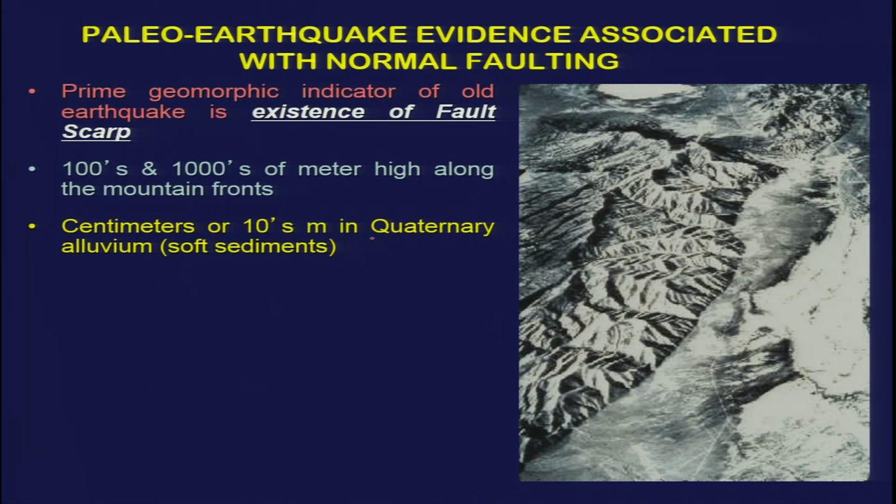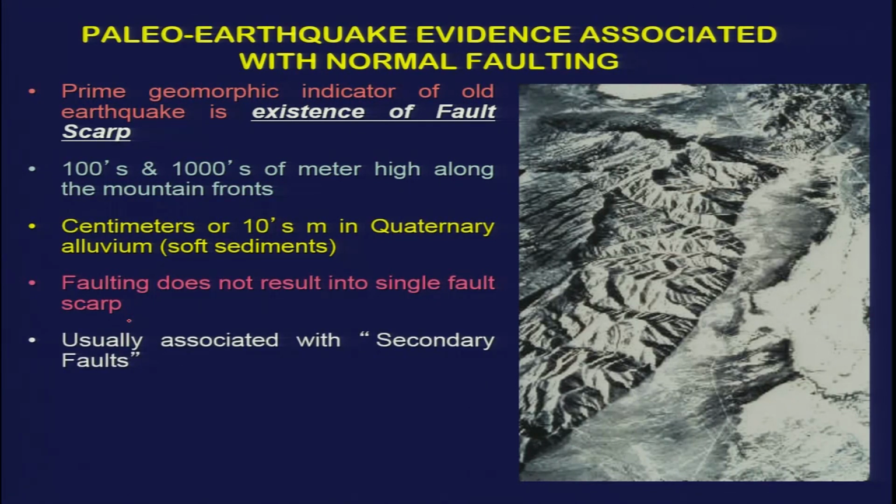Centimeters or tens of meters in Quaternary alluvium, and in one lecture we also discussed that fault scarps may be even less than half a meter. So that also should be taken into consideration. That is mainly in the younger deposits. Okay. Faulting does not result in a single fault scarp. It may have multiple ones, and along with that we will also see the secondary faults.